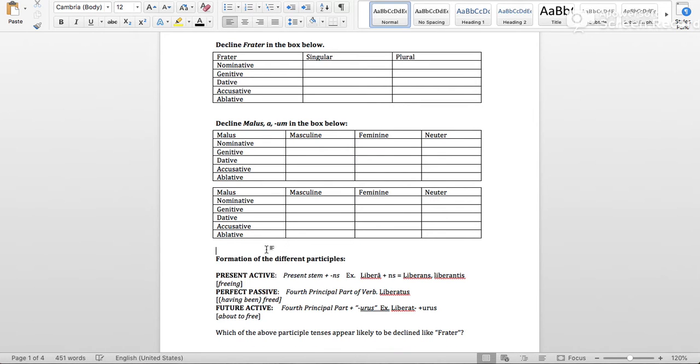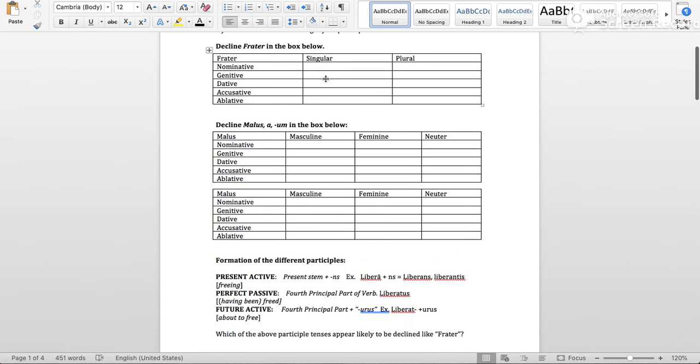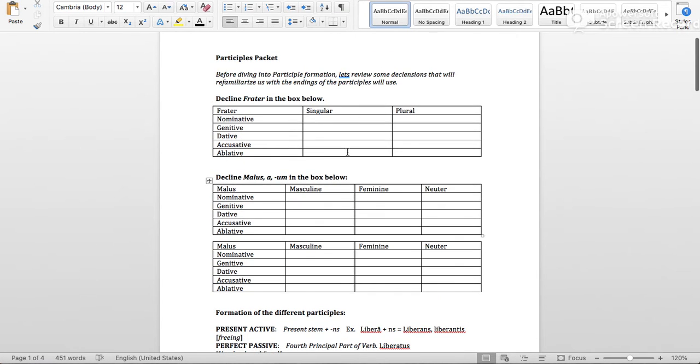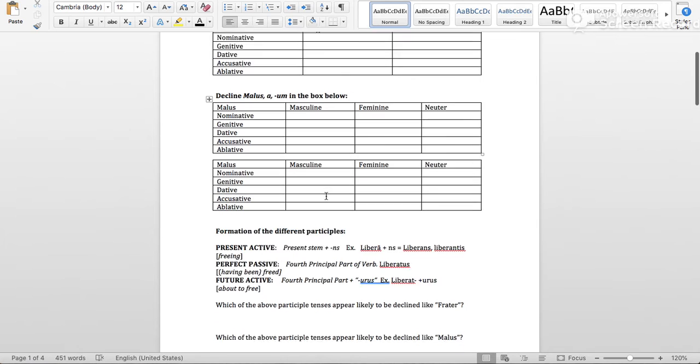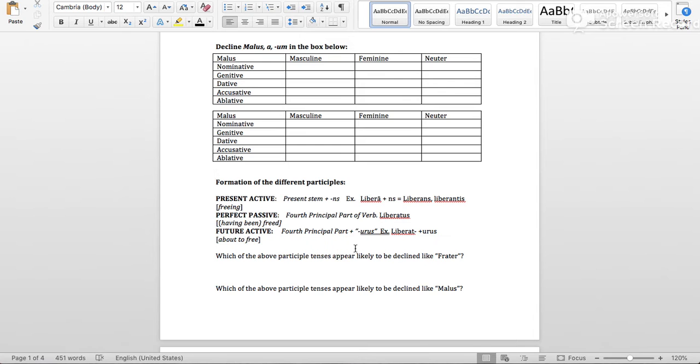So, formation of different participles. In this section, I'm just letting you know how to form the base of the participle, and then we're going to attach these endings. This first part was retrieving some endings that we already know, that we're going to repurpose from nouns and adjectives to participle endings. And in this section right here, we're looking at what we're going to attach those old endings onto. For this example, I used the verb libero, liberare, liberavi, liberatus.